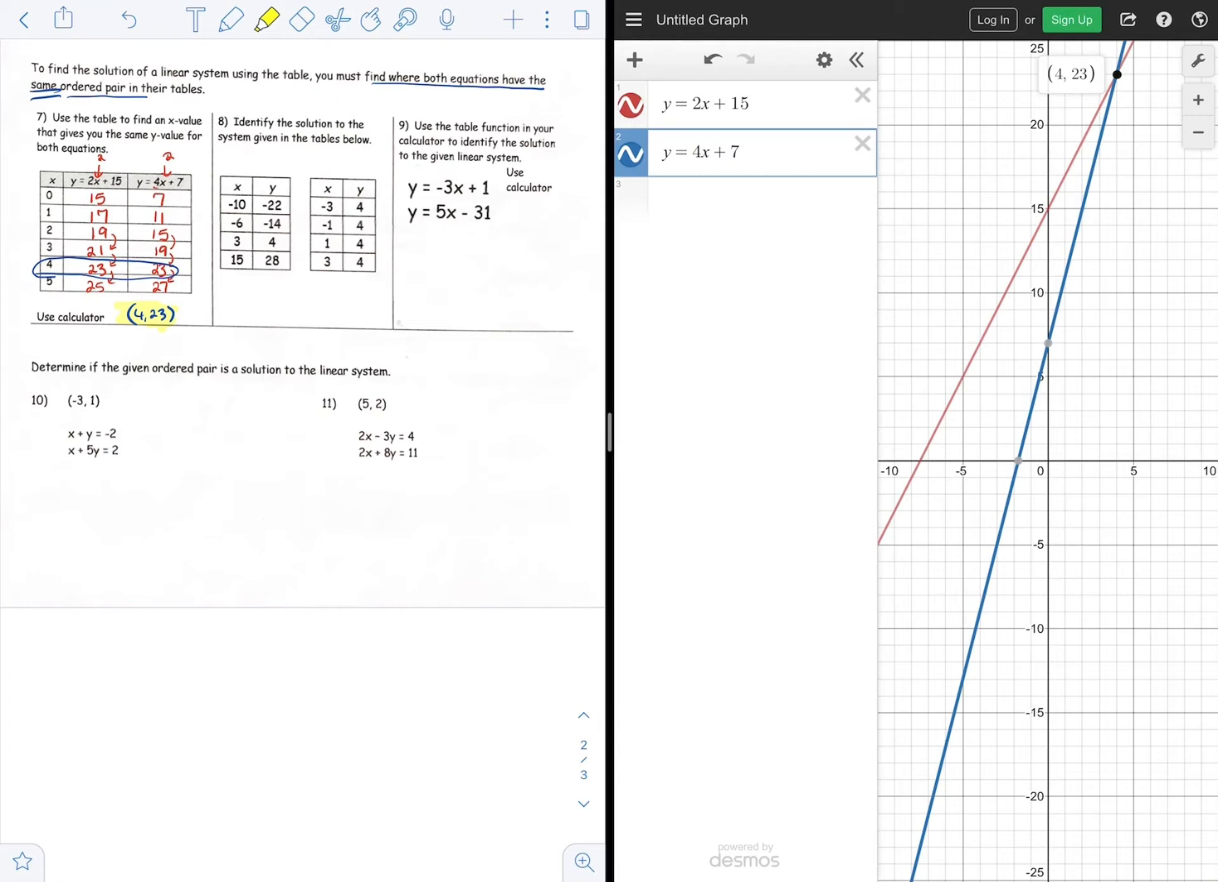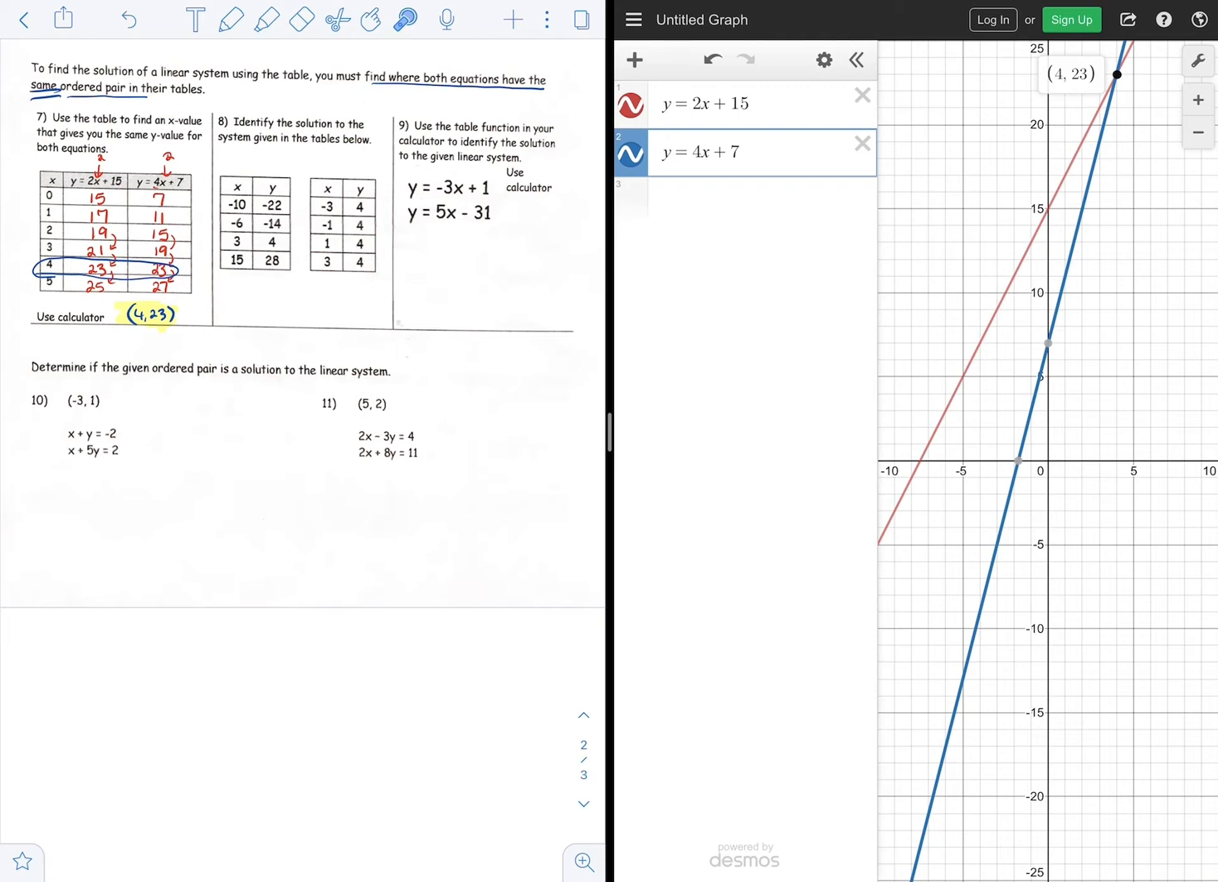All right, so now we're going to number 8. Identify the solution to the system given in the tables below. All right, we can't necessarily tell what the equations are here, so we're not going to use the calculator. We're going to use our brain. We're going to come here, and in the first table, we see -10, -6, 3, 15, and all the outputs that go with each of those inputs. And then we see -3, -1, 1, 3, and all the outputs that go with those inputs right here.